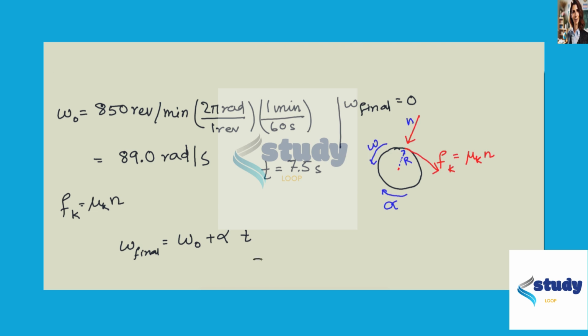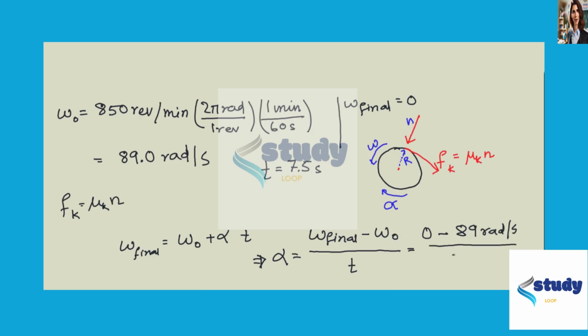is opposite. So from here we see that alpha is omega final minus omega initial, which is omega 0, over t, where this guy is 0, so we have 0 minus 89 radians per second, and we divide that by 7.5, which gives us negative 11.9 radians per second squared.